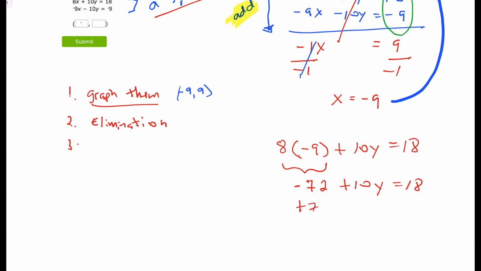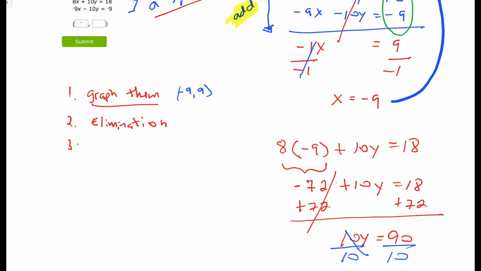Okay, plus 72, plus 72. Let me add it. 18 plus 72 is 90, okay. And then divide by 10, divide by 10, and you're going to find y equals 9. Okay, and then now you put it together as a coordinate, like something comma something. So what are we going to put? Negative 9 comma 9, because that's the x and that's the y.